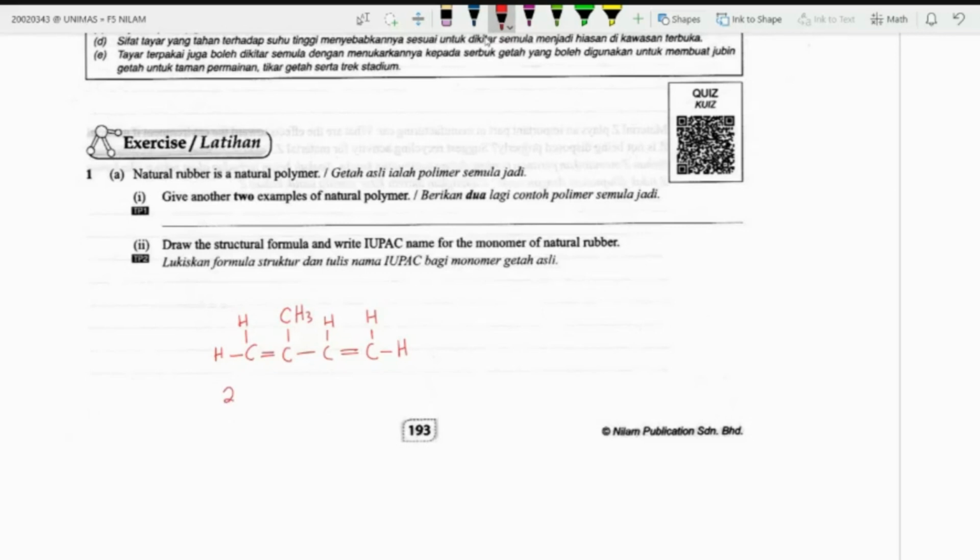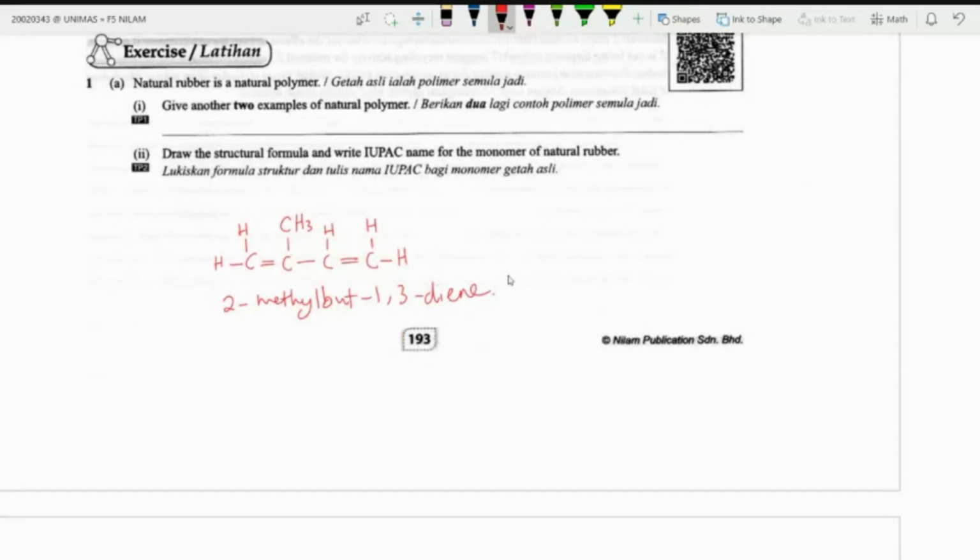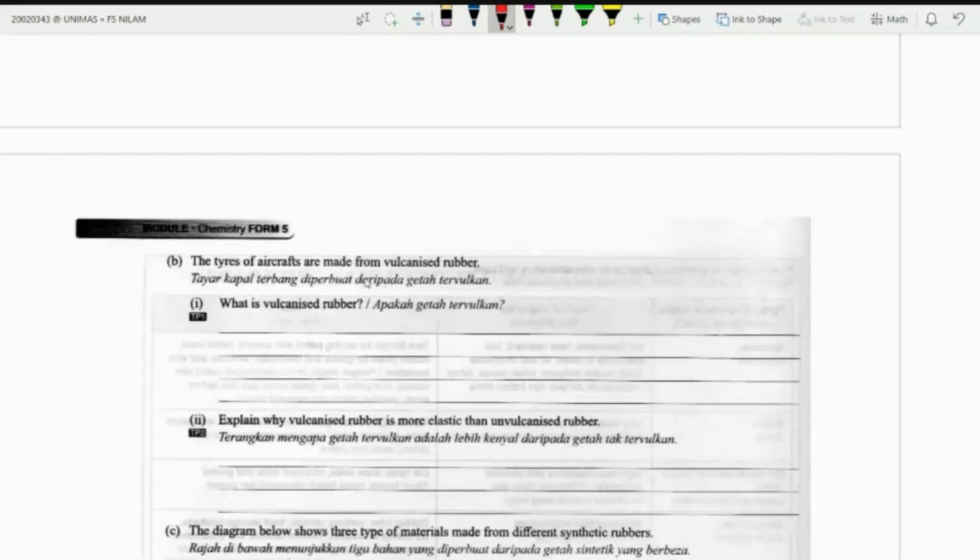So 2-methylbuta-1,3-diene. Everybody, check yours. We also call this polyisoprene, but this one is the IUPAC name, which is the requirement by the question.